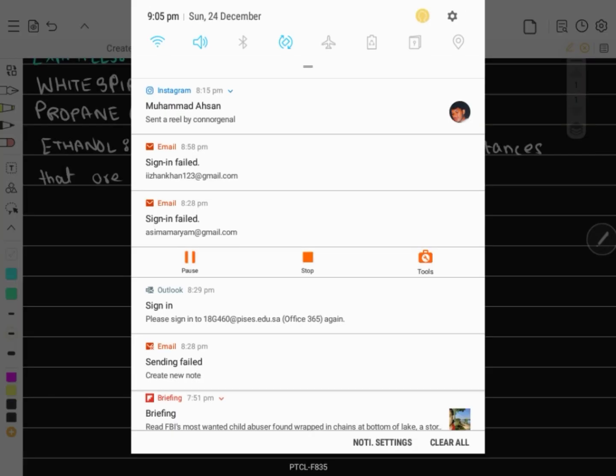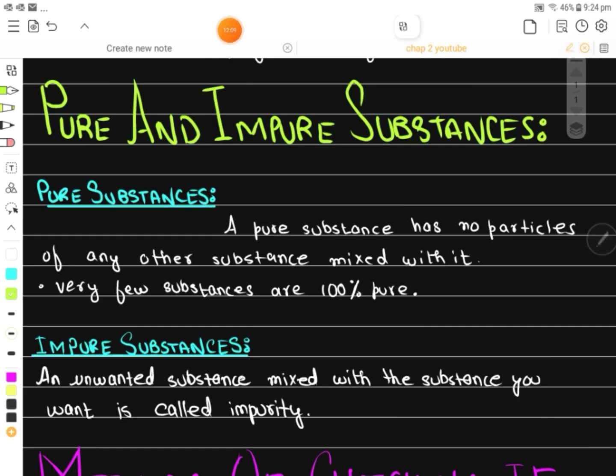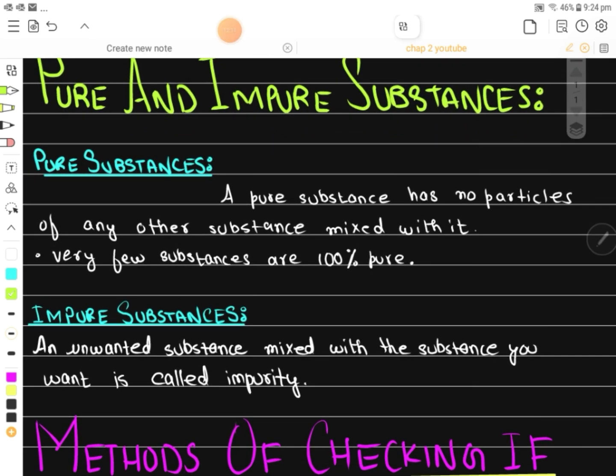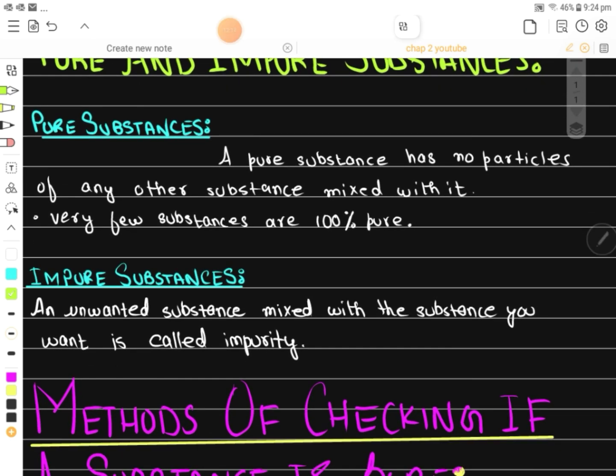Moving on to our next topic. Now we're going to be talking about pure and impure substances. What is a pure substance, you may ask? A pure substance has no particles of any other substance mixed with it. Very few substances are 100% pure. Even your tap water or distilled water is not 100% pure. It contains some impurities.